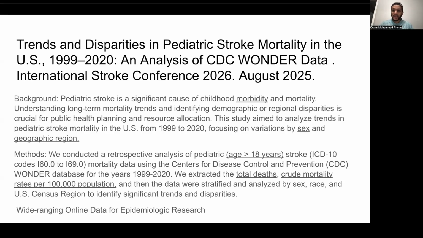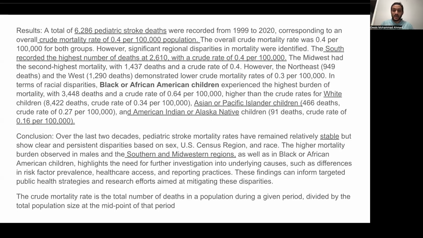The methods that we used: anyone below 18. We used ICD-10 codes, International Classification of Diseases, from I60 to I69, and we used the CDC WONDER database. We looked at total deaths and crude mortality rate, and this data was extracted and analyzed by sex, race, and U.S. Census areas. Total deaths was 62,886. The overall rate was 0.4. The highest was seen in the South, followed by the Midwest, followed by the West and the Northeast, and the least was the Northeast.